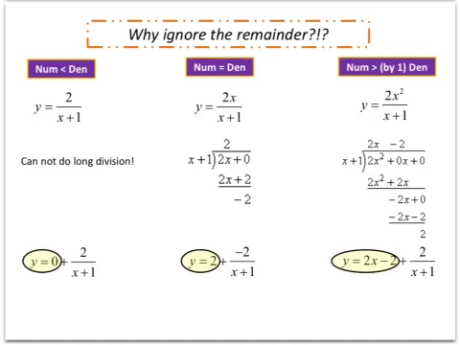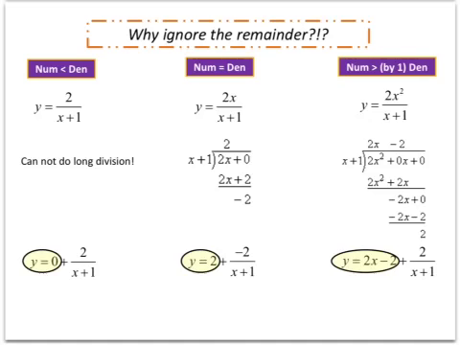When the degree of the numerator and the denominator are the same, we know the trick. We just look at the coefficients, right? Well, if I were to do some long division, you could see that the quotient ends up being 2 with a remainder of negative 2 over x plus 1. So again, we ignore that remainder and we just look at the whole number quotient.